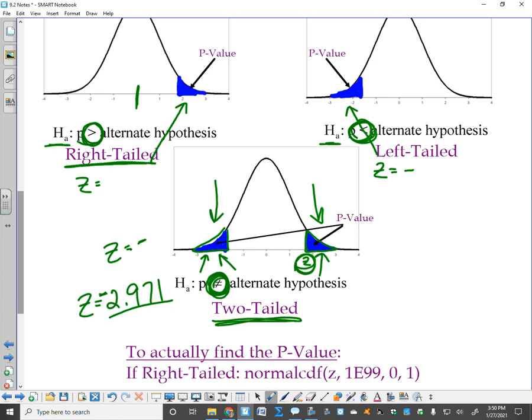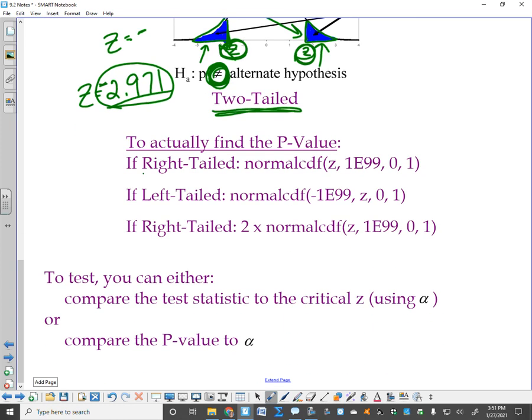If your z pops out to be negative, then I know that it's the z down here, south of 0. So I'm going to normal CDF from negative infinity to negative 2.971, comma 0, comma 1, get the area, but then I'm going to double it because I've got to include that area there. So the key is that those two tails are the same area. You are just going to find one of them and then double it. So if you're right-tailed, then you're going to go from your z-score to infinity, because you're right-tailed, you're over here.